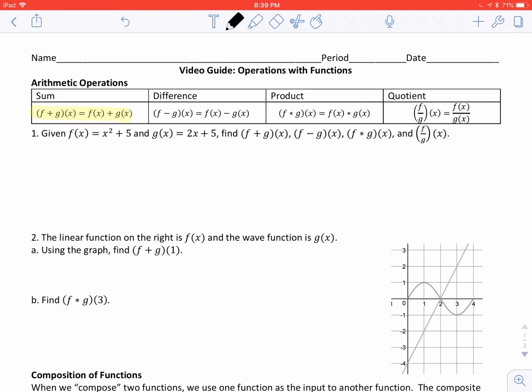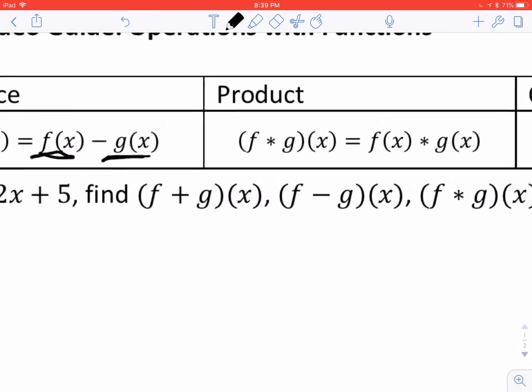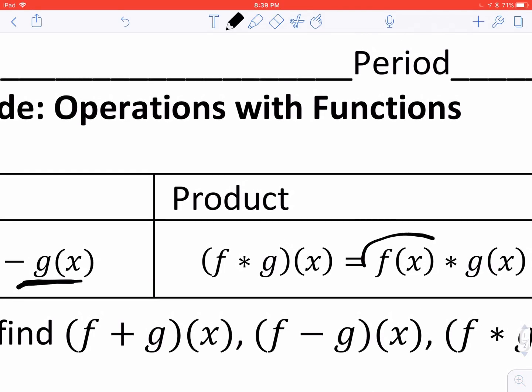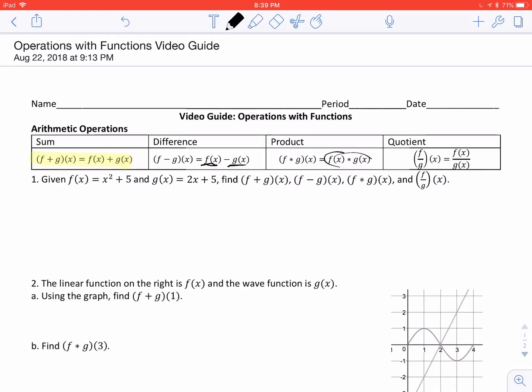Similarly, f minus g would mean that we are subtracting g of x from f of x. So this notation where it just says f times g of x just means multiply the two functions together. And same thing for divide. So let's practice. Given f of x equals x squared plus 5 and g of x equals 2x plus 5, we're going to find all four of these operations.